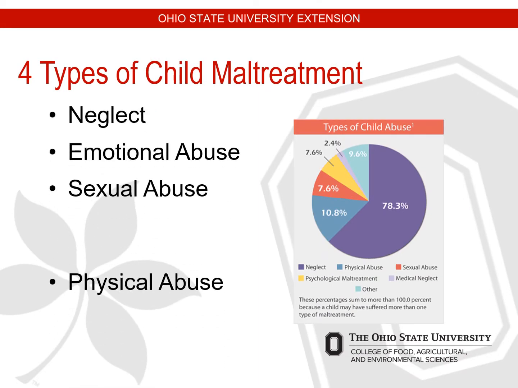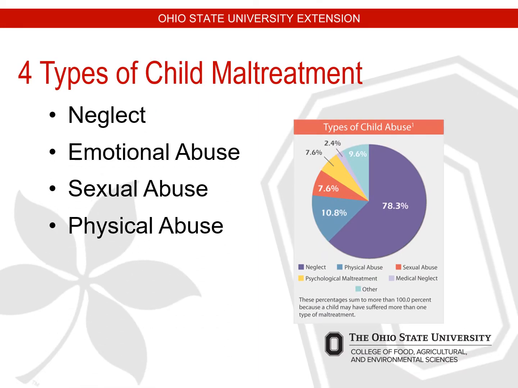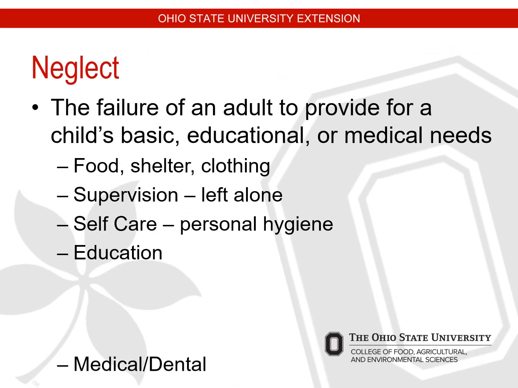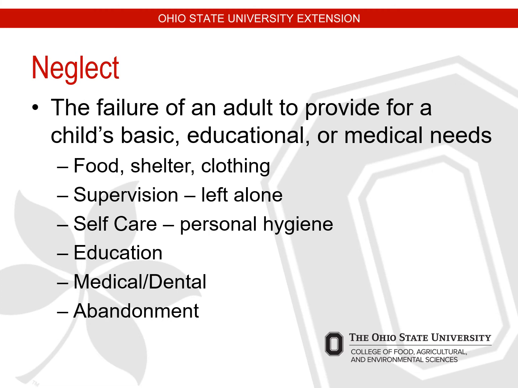There are 4 types of child maltreatment that we will cover: neglect, emotional abuse, sexual abuse, and physical abuse. As you can see on the chart, neglect makes up the largest percentage of child abuse cases. Neglect is defined as the failure of an adult to provide for the child's basic educational or medical needs. This includes food, shelter, clothing, being left unsupervised, not having adequate hygiene and self-care, a lack of education, or excessive days being missed at school, not getting them medical and dental treatment, and cases of abandonment.